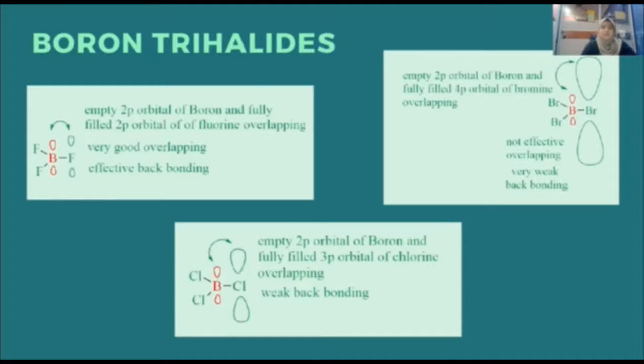So when they cannot form back bonding, their tendency to accept a pair of electrons will increase. Thus, this is what Lewis acids mean. When their tendency to accept a pair of electrons increases, it means that they are strong Lewis acids.